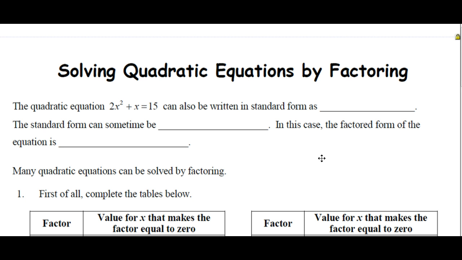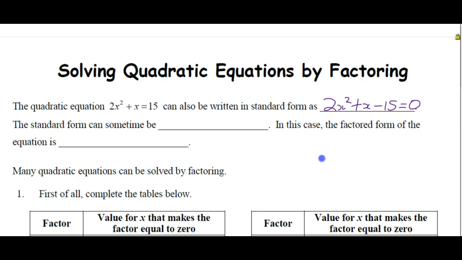The quadratic equation 2x squared plus x equals 15 can also be written in standard form. In standard form, we write it as ax squared plus bx plus c equals 0. So we're going to go 2x squared plus x minus 15 equals 0.